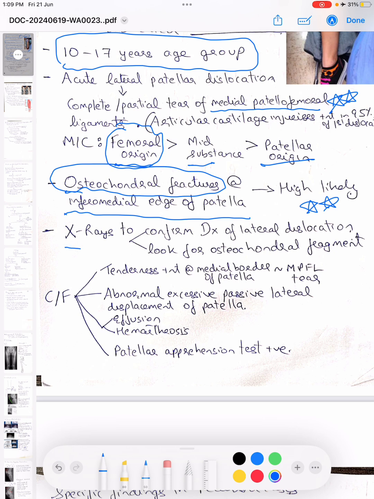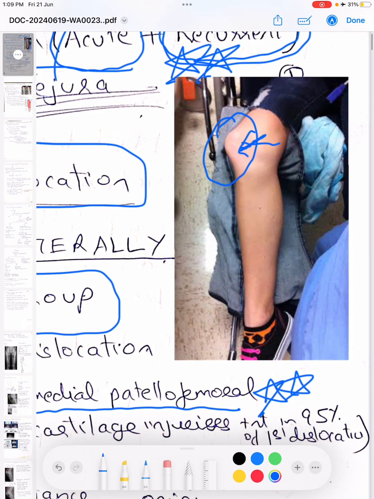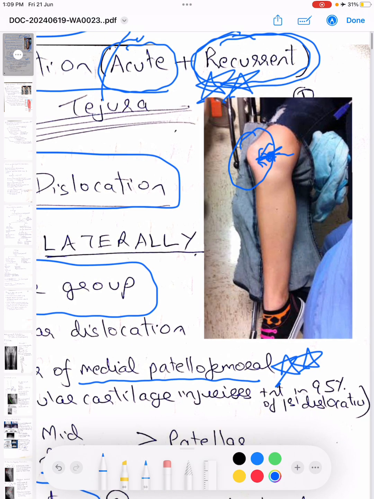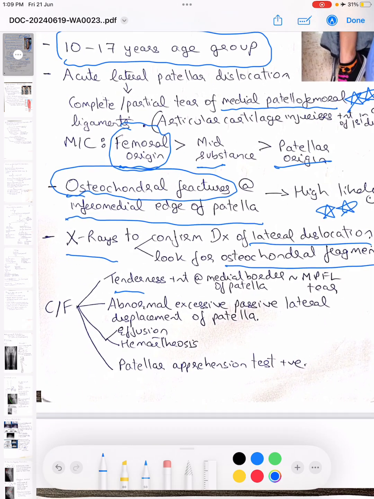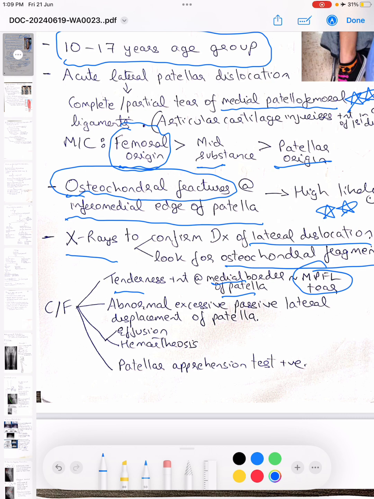Now, how do we get the x-rays done to confirm the diagnosis of lateral dislocation and look for the osteochondral fragment? How does a case of acute and recurrent patellar dislocation present to your casualty or your OPD room? Most importantly, the patella is dislocated laterally and tenderness is present medially, at the location of the medial patellofemoral ligament tear. Usually the tenderness is present at the medial border of the patella, corresponding to the MPFL tear.